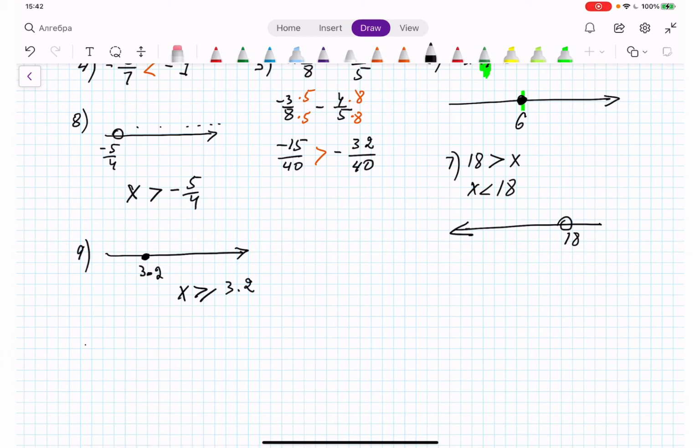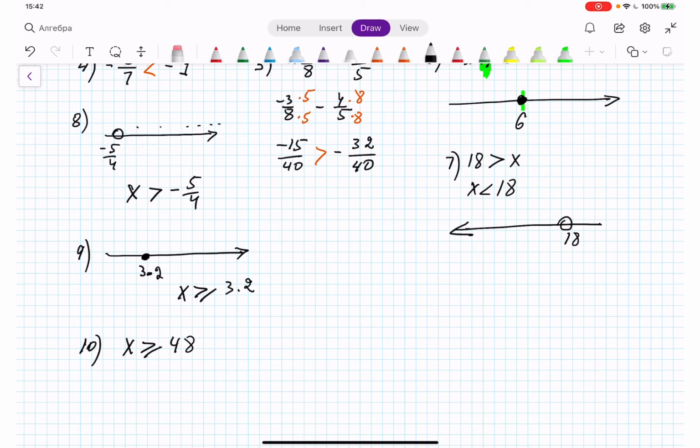Let me write it down here. In order to ride the roller coaster in the theme park, your height must be at least 48 inches. When we say at least, it means 48 and higher, right? Which means x is greater than or equal to 48. That's the mathematical expression.